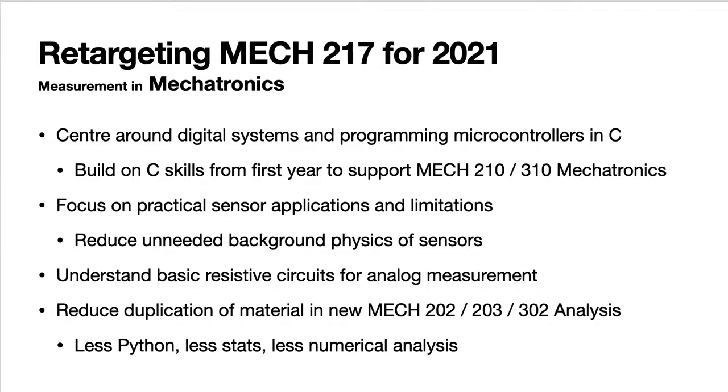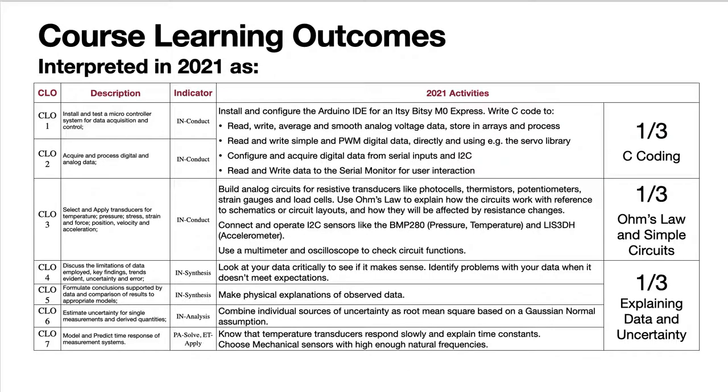What will you see? Well, here are the course learning outcomes for the course. You can find this part of the table in your syllabus. And what I want to do is run through what that's actually going to mean in terms of the activities we're going to do in 2021. There's 7 course learning outcomes, but the first 3 are the biggest.